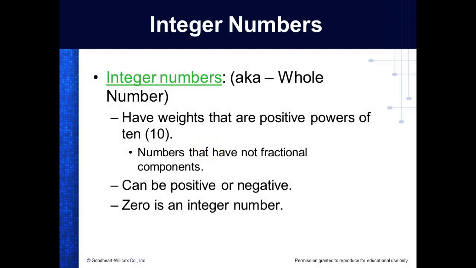Integers, these are whole numbers. They have weights that are positive powers of 10. A number that has no fractional component can be positive or negative. So we have what we call absolute value. What's the absolute value of a number? It doesn't have a sign, yeah. And so we can deal with those in PLCs too.